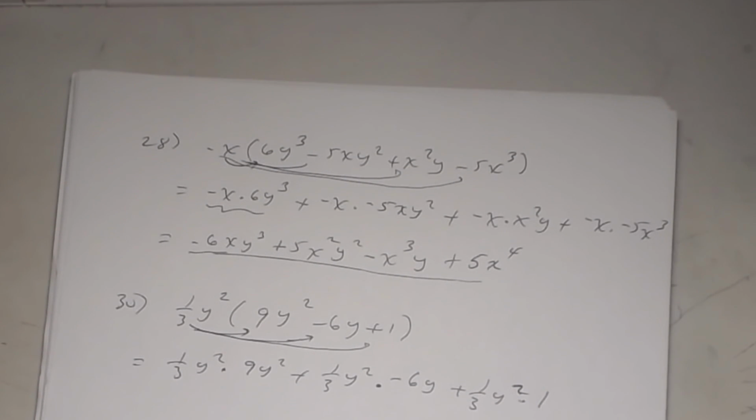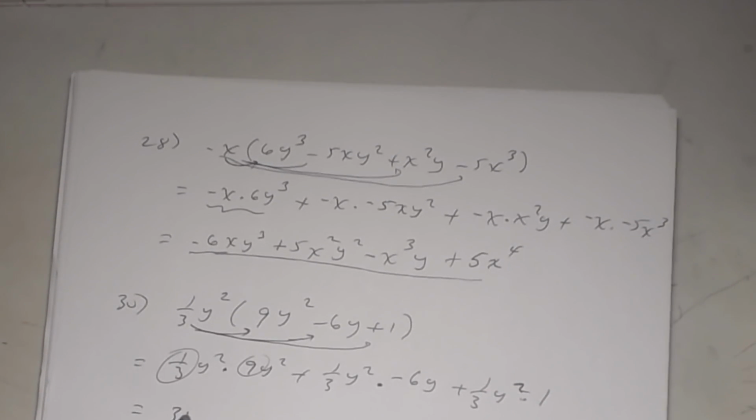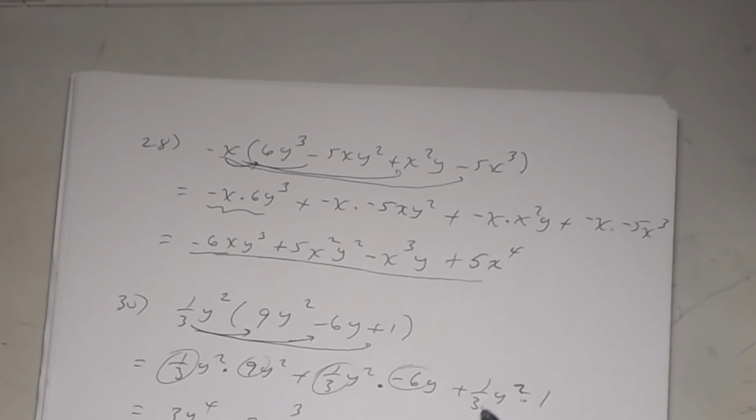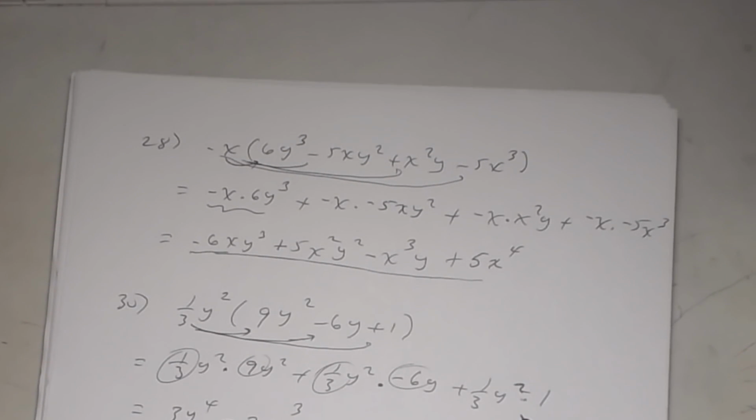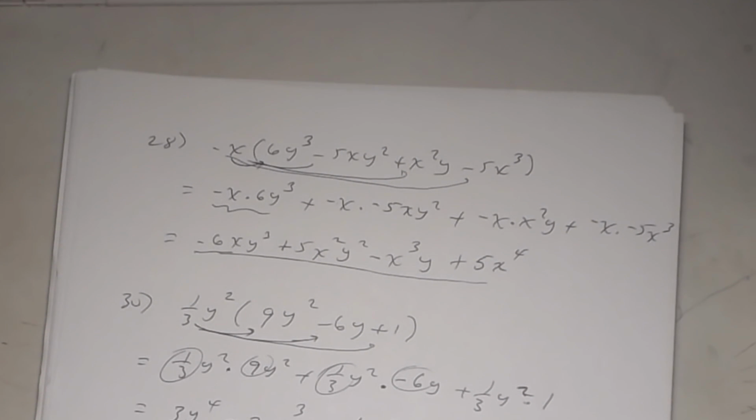Now let's multiply that first product. What's 1/3 times 9? 3. It's going to be 3 what though? Y to the 4th. What's 1/3 of a negative 6? Negative 2. But it'll be minus 2 what? Y to the 3rd. Now here you're going to leave it as a fraction. What's 1/3 times 1? 1/3. So you're going to say plus 1/3 what? Y squared. So there's your answer. All right, so that's all you do.